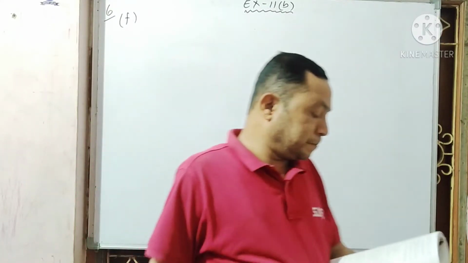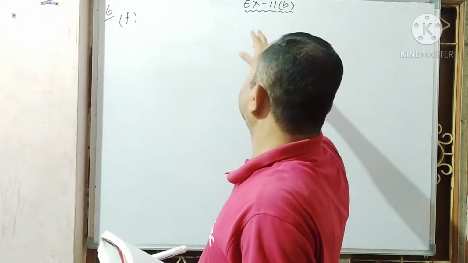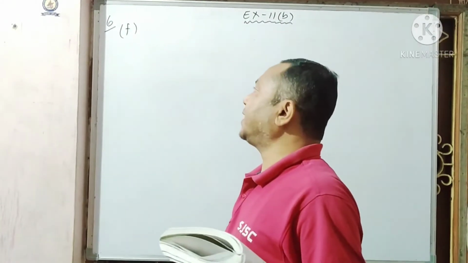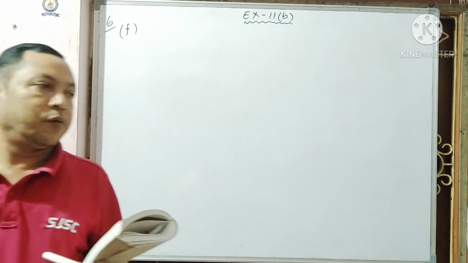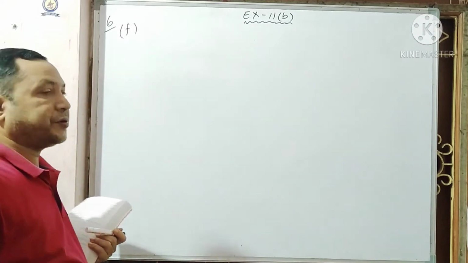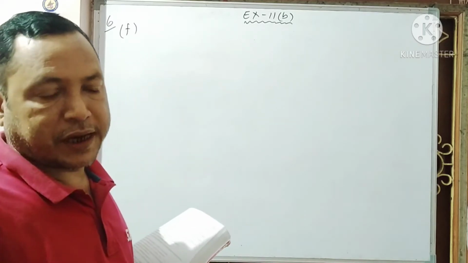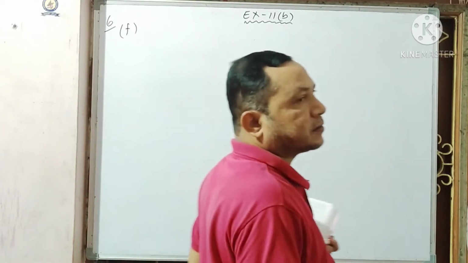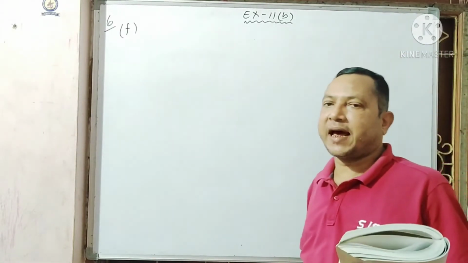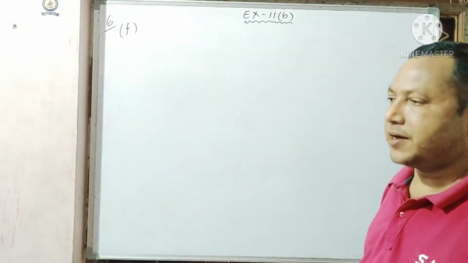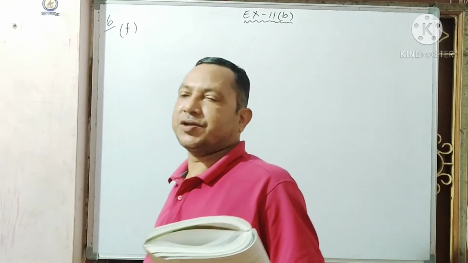You see, today we shall discuss exercise 11B number 6. We have already discussed A, B, C, D, E, how to find out equations of a straight line using different forms of equation of a straight line. We have already discussed 5 types of equation.